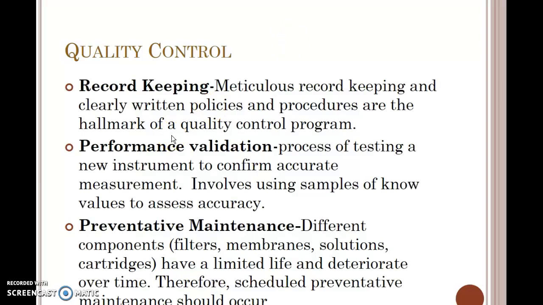Some other quality control things: meticulous record keeping and clearly written policies and procedures are the hallmark of a quality control program. So your hospitals that have blood gas machines in them, they will keep records on the analysis of those blood gas machines, and they will also make sure that those blood gas machines are being calibrated regularly. Performance validation is the process of testing a new instrument to confirm accurate measurement.